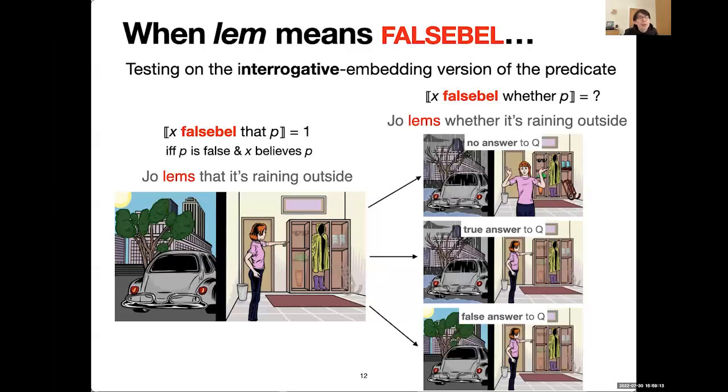And then the participants are required to generalize the meaning to sentences with interrogative complements. So more specifically, they are asked to give a truth value to a sentence like Joe lems whether it's raining outside in these three types of scenarios. The no answer scenario, where Joe doesn't have any idea. A true answer scenario, where Joe has a correct belief. And the false answer scenario where Joe has an incorrect belief.